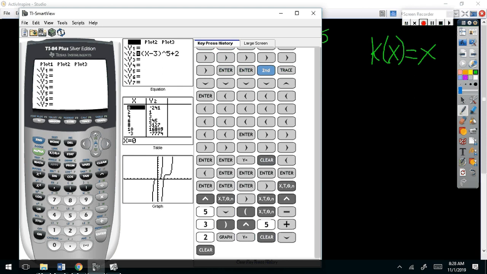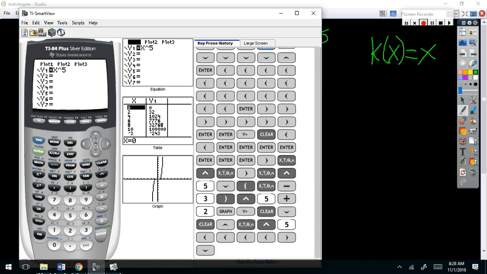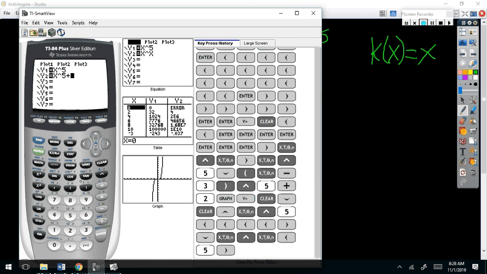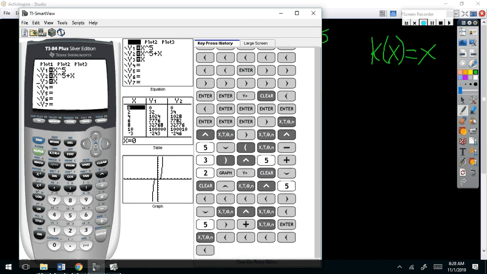Okay, one of them was a straight line. All right, I'm gonna do x to the 5th, and I want you to watch how I'm fixing to graph these. What was the other one? x to the 5th plus x, and the last one was x. All right, I'm going to do the x to the 5th in bold.